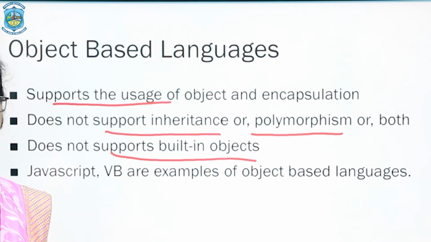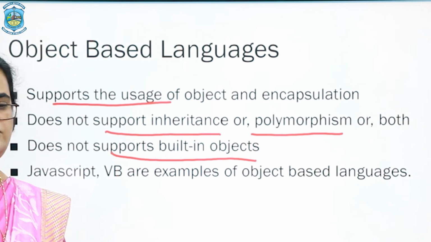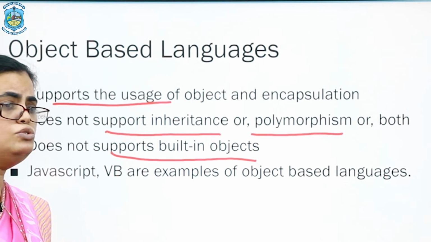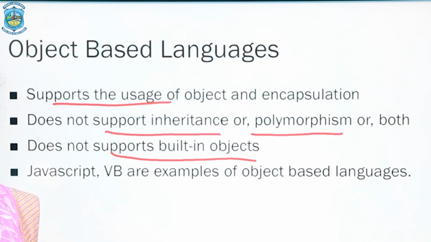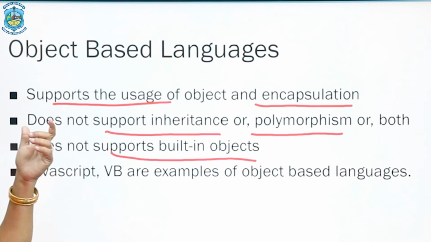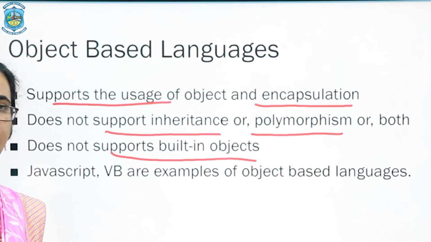So when we want to differentiate between object-oriented languages and object-based languages, we can be very clear that those languages that support inheritance, polymorphism, and built-in objects are clearly identified as object-oriented languages. Whereas object-based languages will only support encapsulation, but they are not going to support inheritance or polymorphism. Also, we would not have the support of built-in objects in object-based languages.